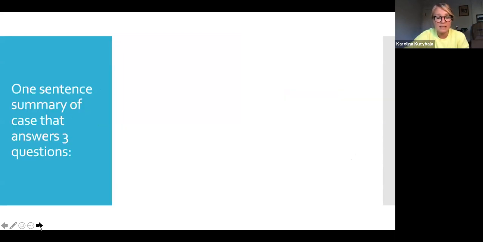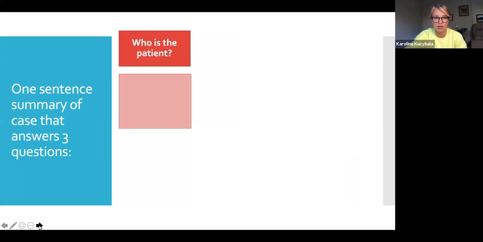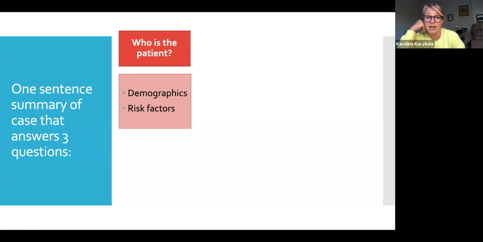It's a one sentence summary of a case that will answer 3 questions. The first question is, who is the patient? So you're honing in on their demographics and their risk factors. If Gabby was here, she'd tell you that for age, you can actually say the specific age. She doesn't really agree with the young, middle-aged, elderly definition. So feel free to do whatever you wish there. And again, gender too, you can decide whether or not you feel like it's relevant to the case.